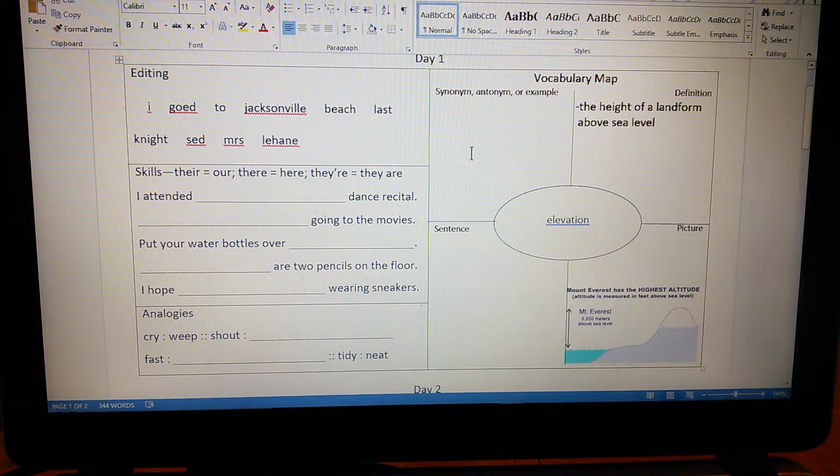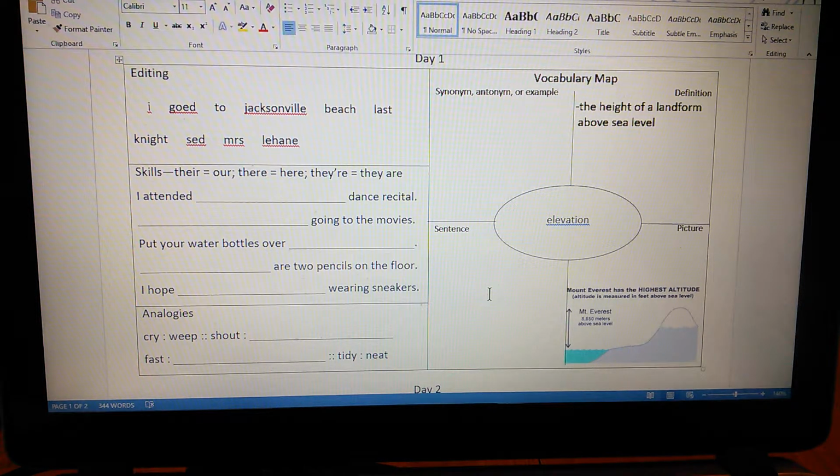In this box up here, the upper right-hand corner, students come up with either a synonym, an antonym, or an example of an elevation. And then finally, they use this word in a sentence. The activity and time they spend around this word completing the vocabulary map helps their brain to store that vocabulary word in a place that they can later retrieve it.